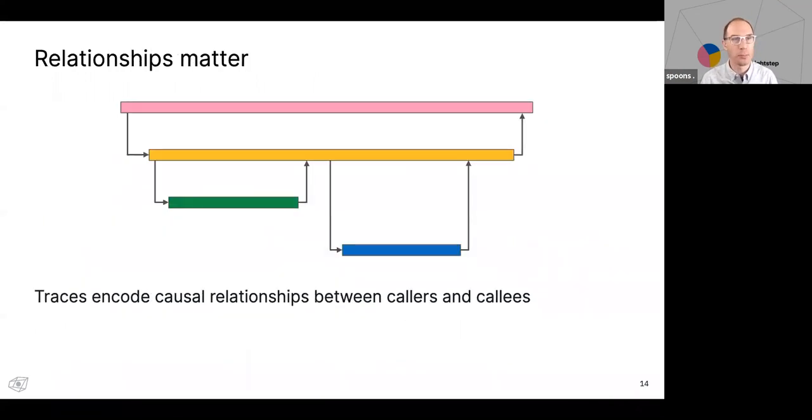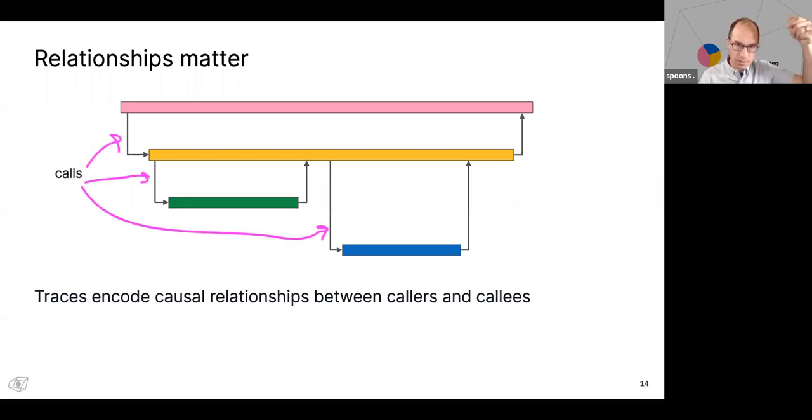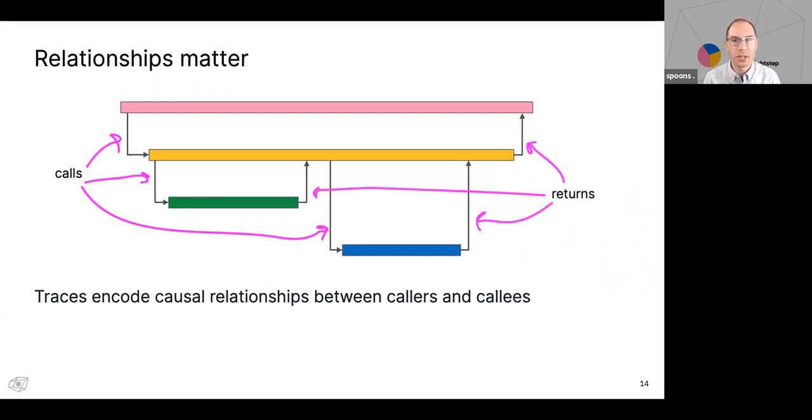So I said spans are an important part of this. There's a structure that's also pretty important too. Each of these bars represents one of these spans. Again, it has a beginning and an end. And as we go down the trace, these represent the calls from caller to callee. And as we come back up, these are the returns. What that means is that traces encode the causal relationships between those callers and callees. And that means that you can know where responsibility begins and ends, right? Responsibility for performance or responsibility for failure.